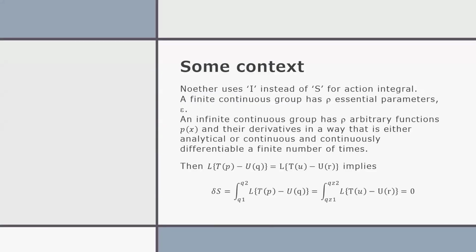So, some context before I go through the two theorems. Noether uses the symbol I instead of S for action. And she distinguishes between a finite continuous group with a certain number of parameters and an infinite continuous group.